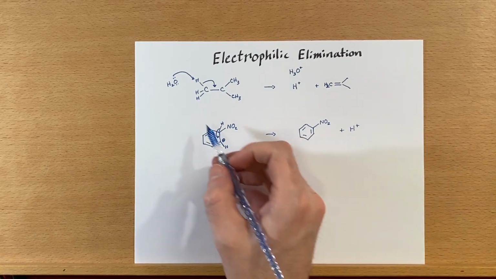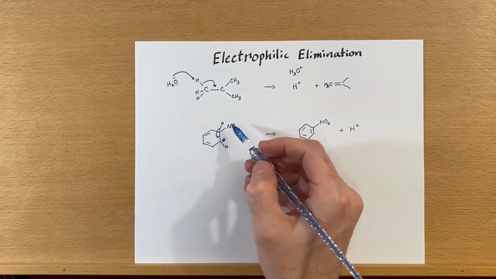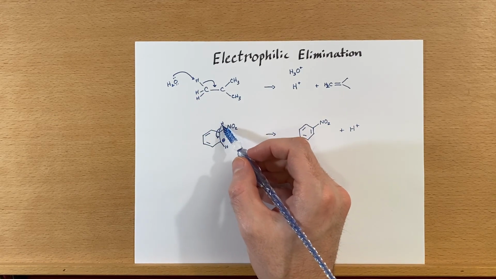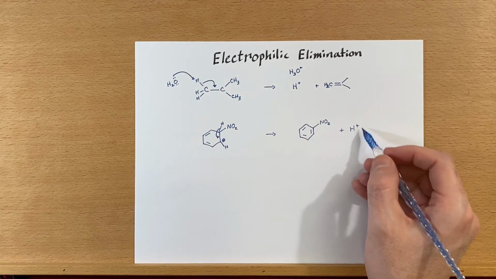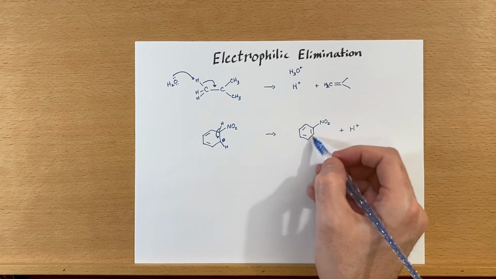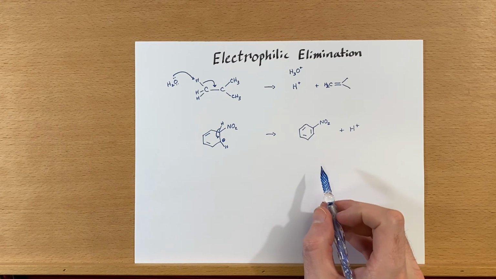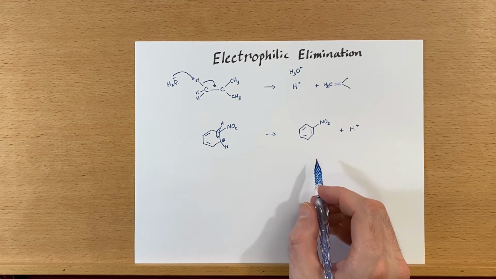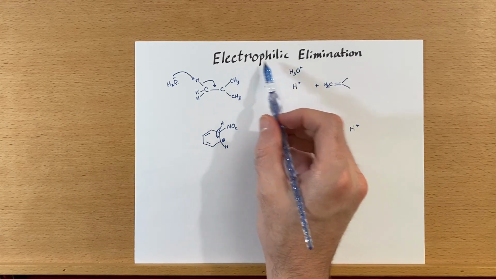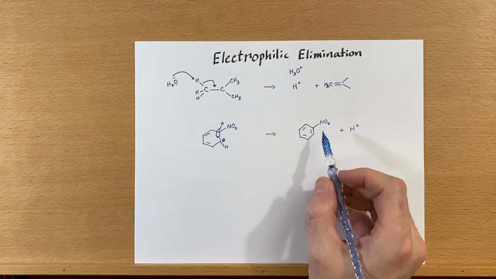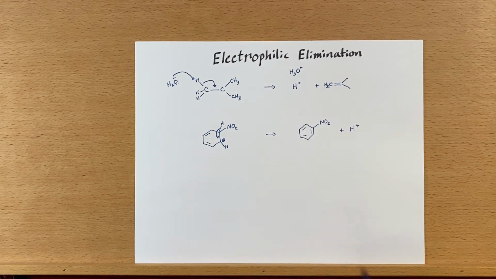And again, we could have water coming in, helping this proton to leave, helping to stabilize this proton. But regenerating this aromatic ring is going to help with stability too. Anyway, point being, we've eliminated an electrophile. And that's one of our mechanism steps that we should look at.